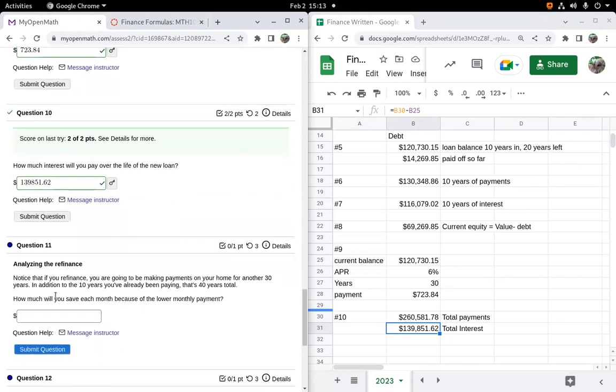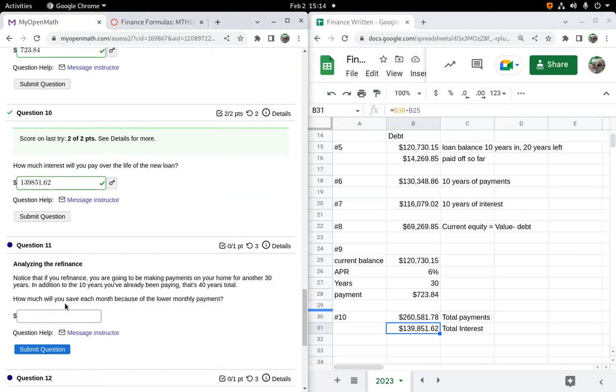Analyzing the refinance. Notice that if you refinance, you are going to be making payments on your home for another 30 years. And I mentioned this earlier, that's an additional 10 years from what our original 30-year mortgage was, right? So we had a 30-year mortgage, we're 10 years in, that means there's 20 years to go. We decide to refinance with another 30-year mortgage, so that takes us out another 10 years past when we thought we'd be done paying, but it's a lower interest rate. So now we're going 40 years total.